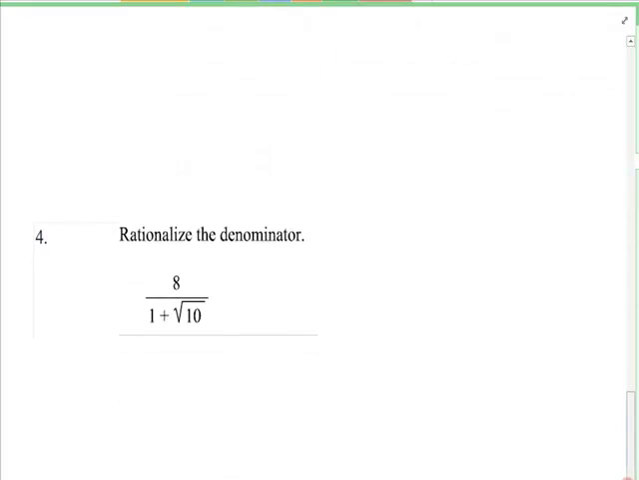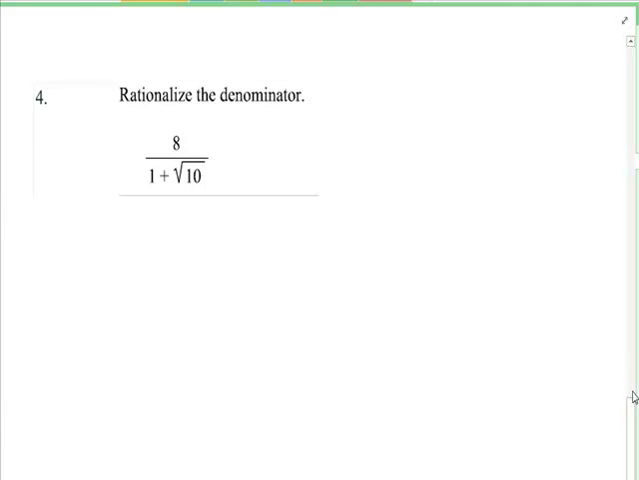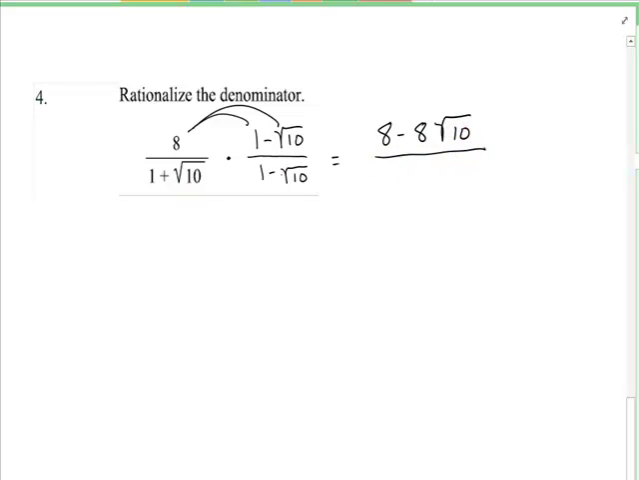All right, let's look at one more. I'm going to multiply by 1 minus the square root of 10. On top, that gives me 8 minus 8 times the square root of 10. And on the bottom, these are conjugates. I have 1 minus square root of 10 times square root of 10 is 10. That gives me 8 minus 8 times the square root of 10 over negative 9.